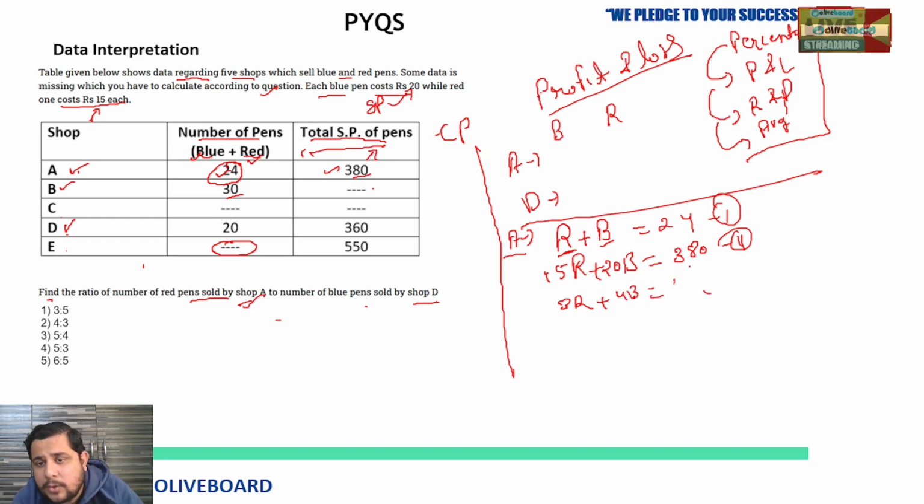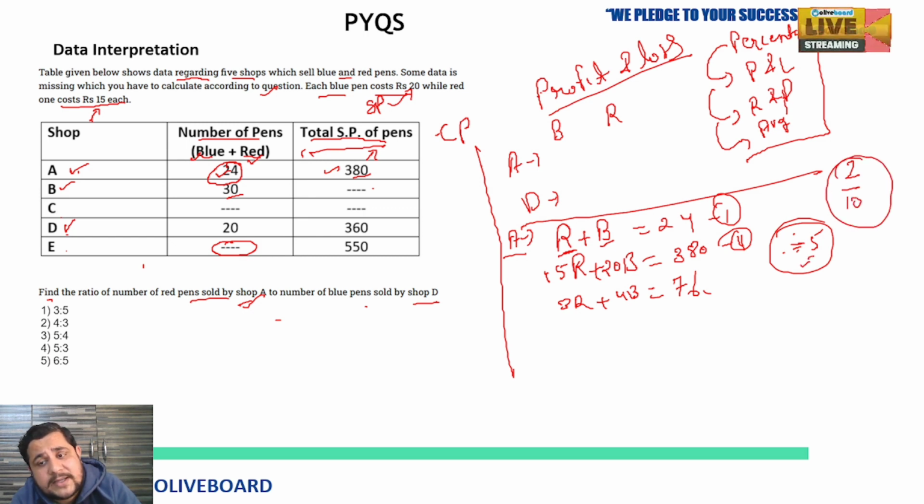Yes, 380 upon 5 means 76. Whenever you are dividing a number by 5, remember one thing: you just have to multiply that number by 2 and divide it by 10 instead of dividing by 5. Okay, see, 3R plus 4B equal to 76.